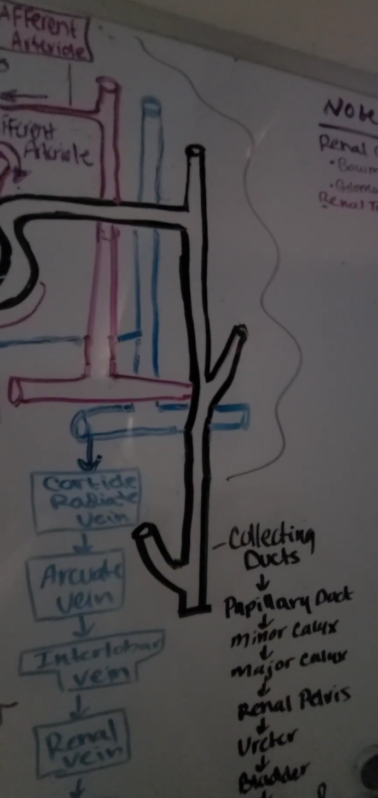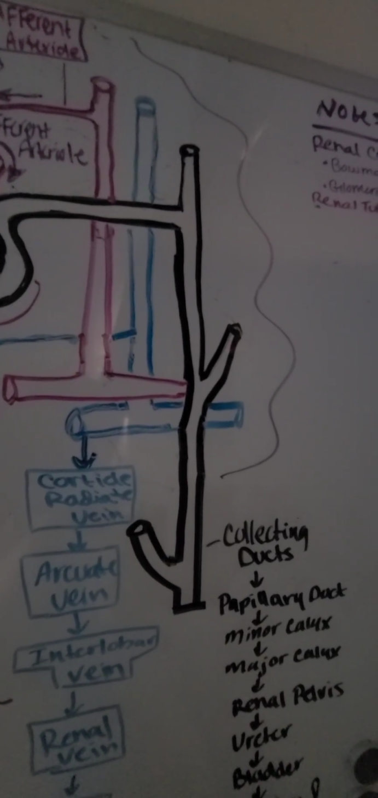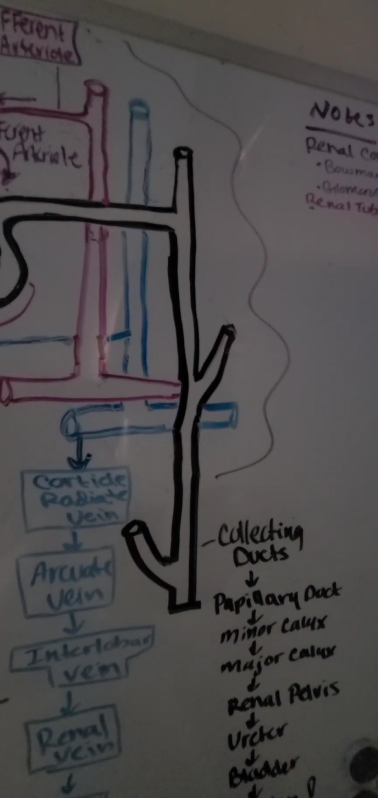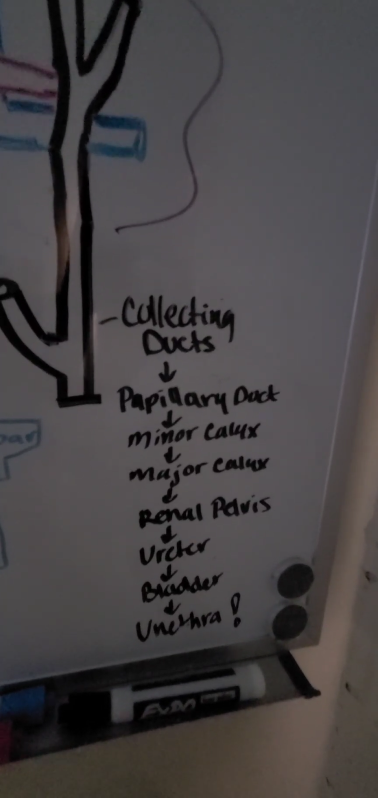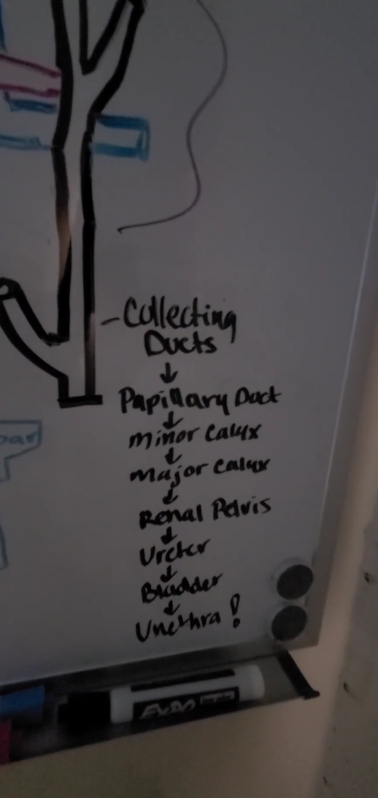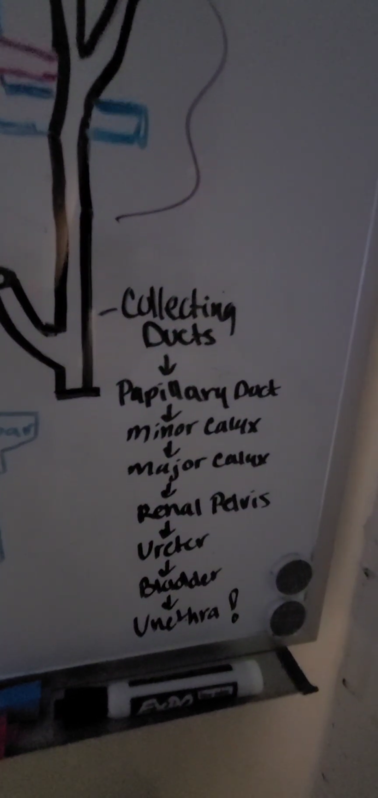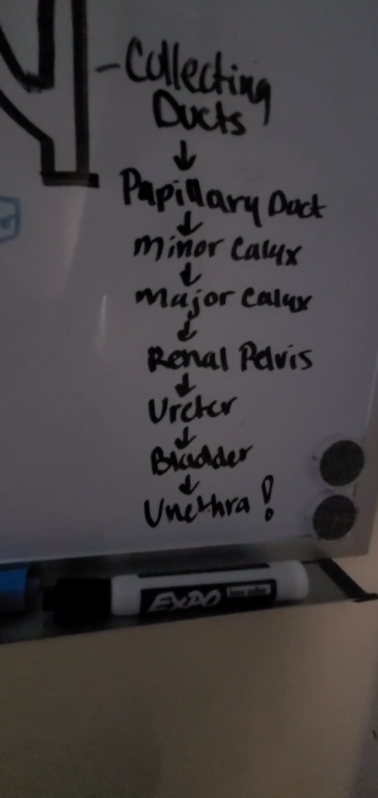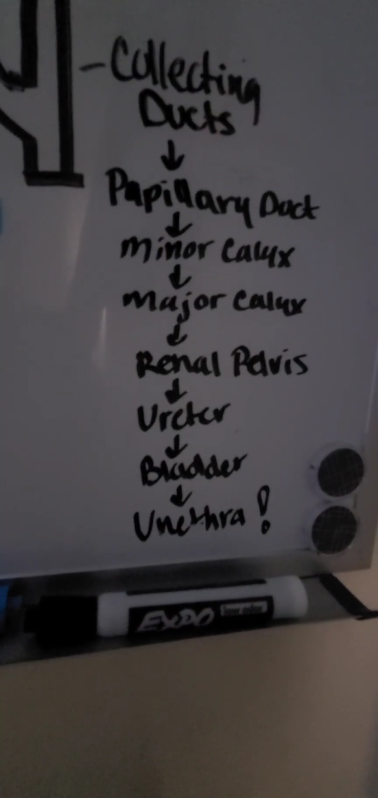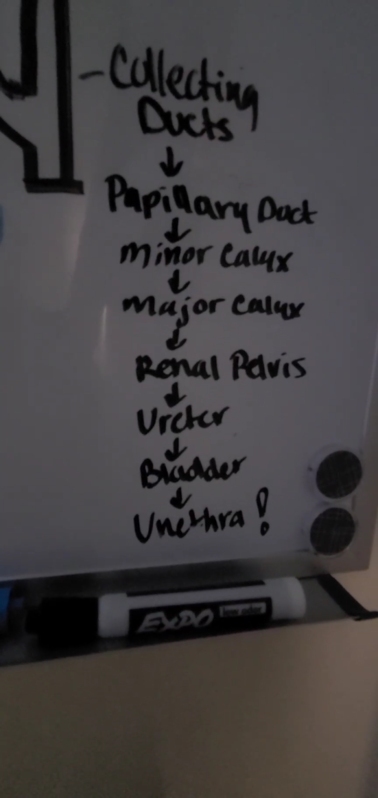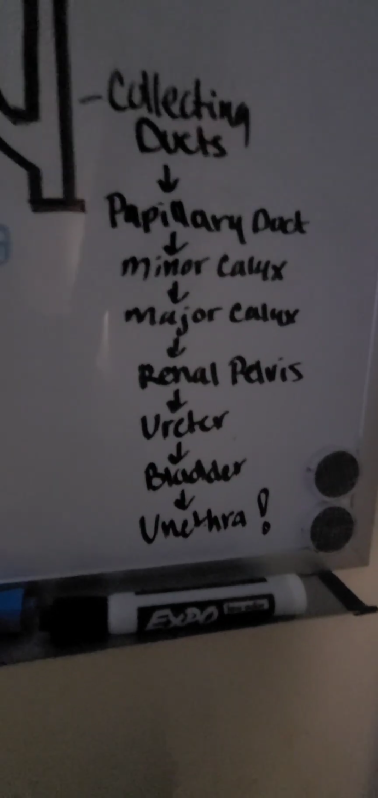From there, urine flows from the collecting ducts down into the papillary ducts, the minor calyx, the major calyx, the renal pelvis, the ureter, the bladder, and finally the urethra, where urine is excreted.